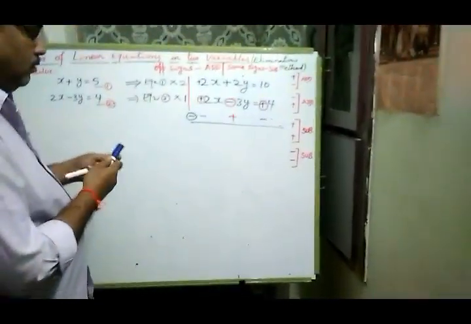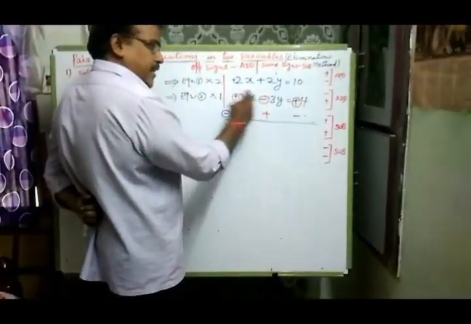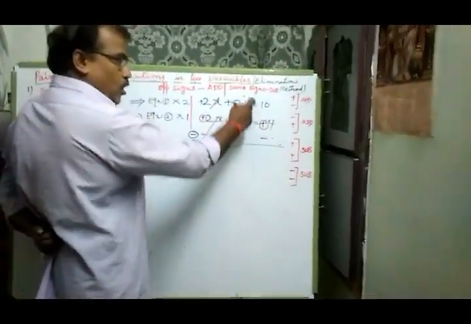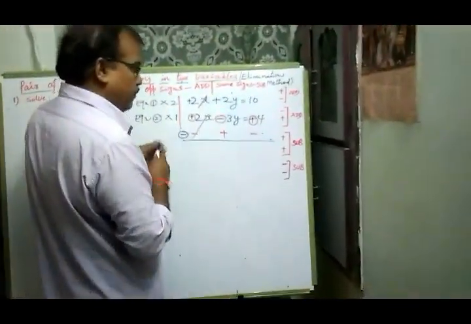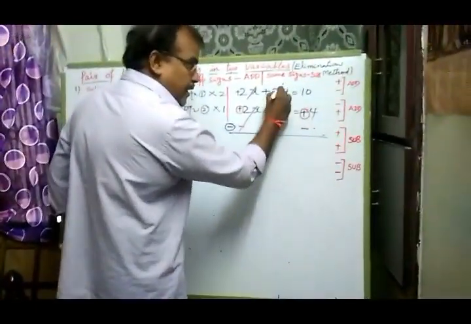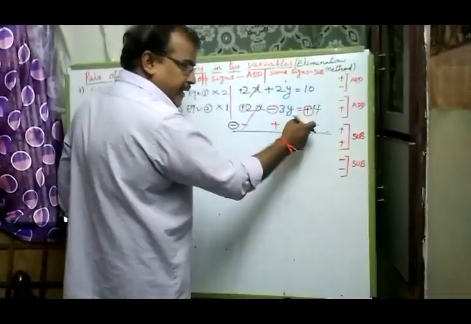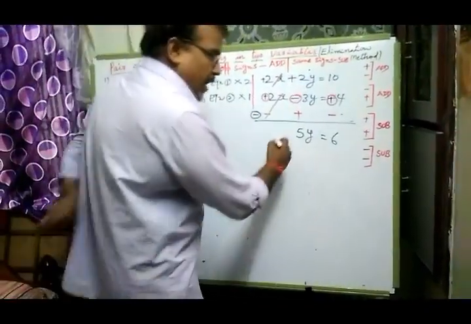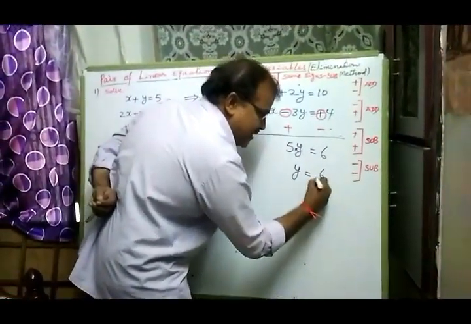Now you have to cancel. Now forget about these signs. Plus 2x minus 2x will be cancelled, 0. Plus 2y plus 3y is equal to 5y. 5y is equal to 10 minus 4, which is equal to 6. 5y is equal to 6. 5 into y is equal to 6. y is equal to 6 by 5.